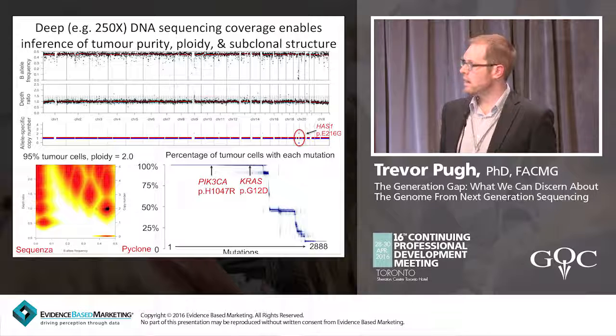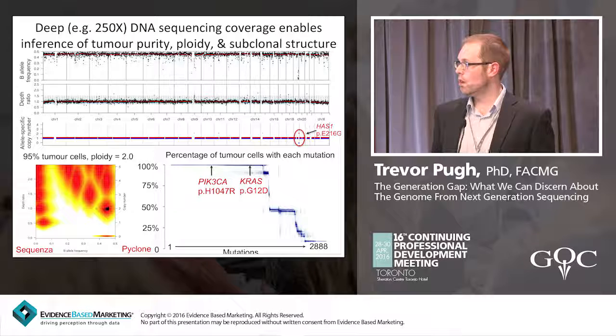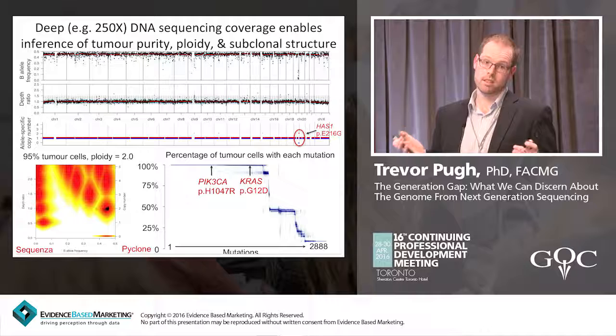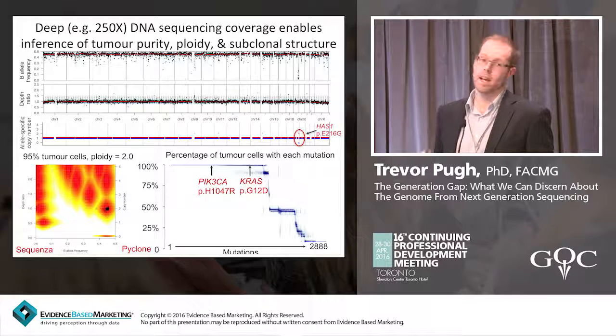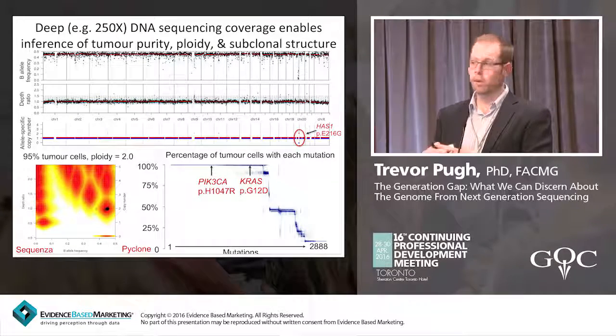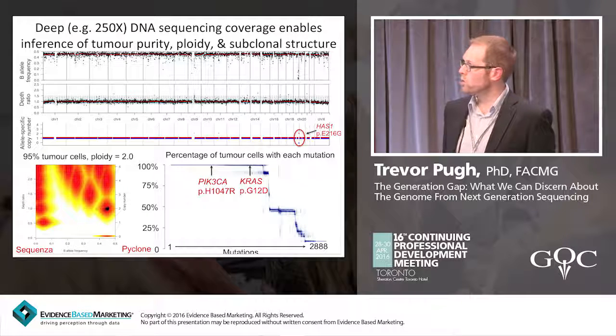Modeling various combinations of genome duplication, also described as ploidy. So in this case, the ploidy, the number of copies of every chromosome is 2, just like a normal cell. But also the tumor content, in this case, being very high. We can not just rely on a pathology review, but also infer this informatically and make sure that those 2 data points are in sync. And then finally getting into what is the subclonal structure of this tumor.